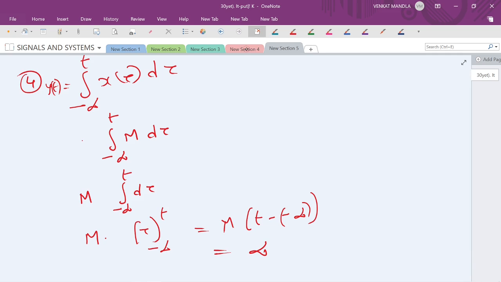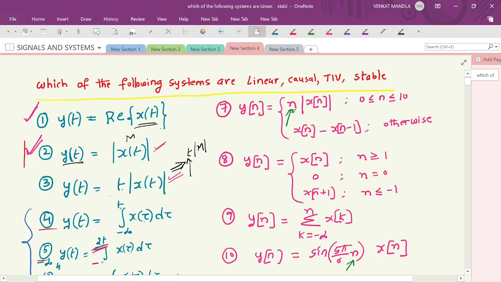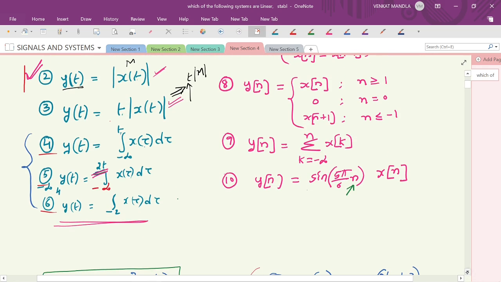Okay. Next, integral from minus infinity to 2t of x of tau d tau. This is also an unstable system, same condition. If in place of x of tau you put m, assuming this m is constant, then from minus infinity to 2t, constant into d tau, you will get 2t minus of minus infinity, that is again infinity. You will get infinite output again. So this is an unstable system.